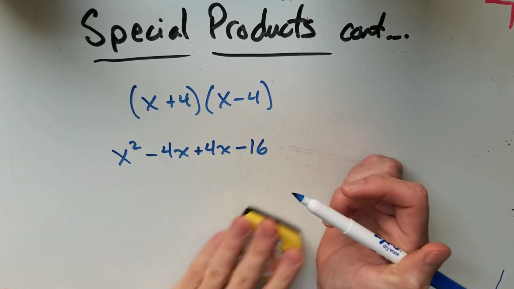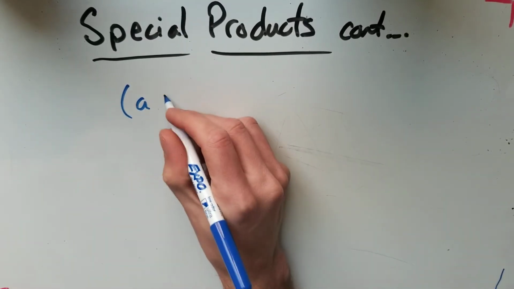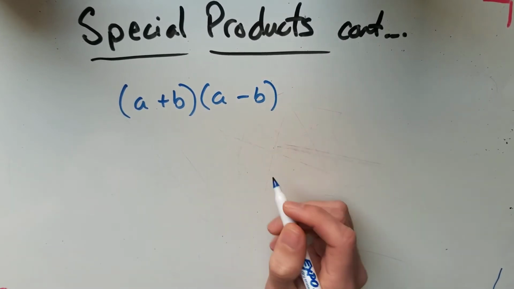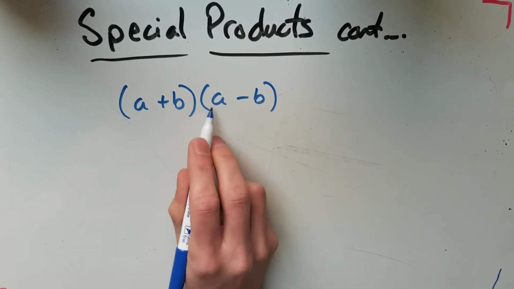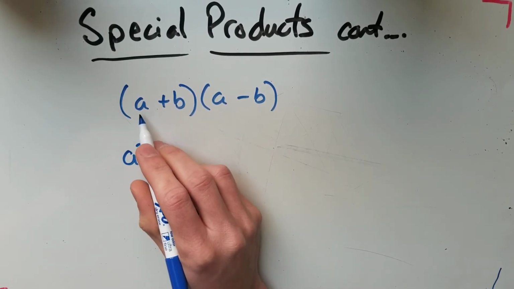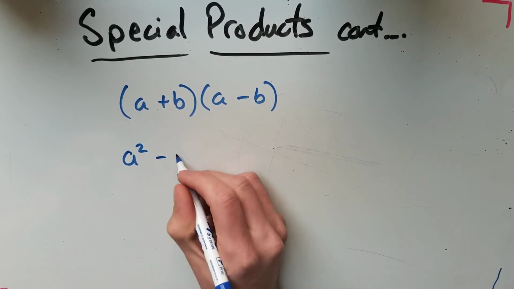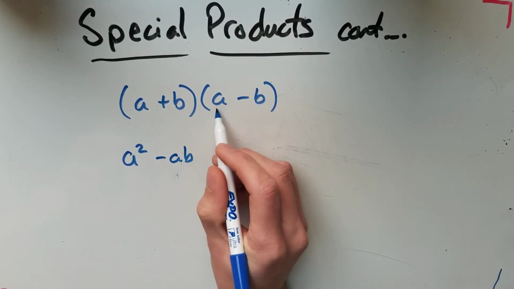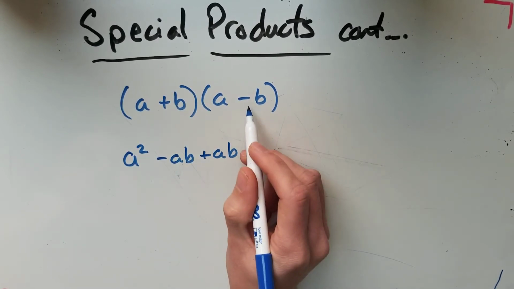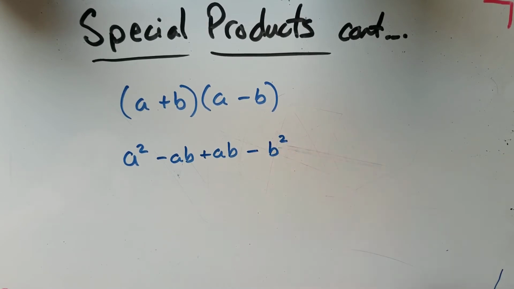So if we generalize this, using the a's and b's, if we had a plus b, and then a minus b, you would do your a times your a, then your a times negative b, minus, I'll say ab. Then you're going to do b times a, we'll call that ab, and then b times negative b is minus b squared.